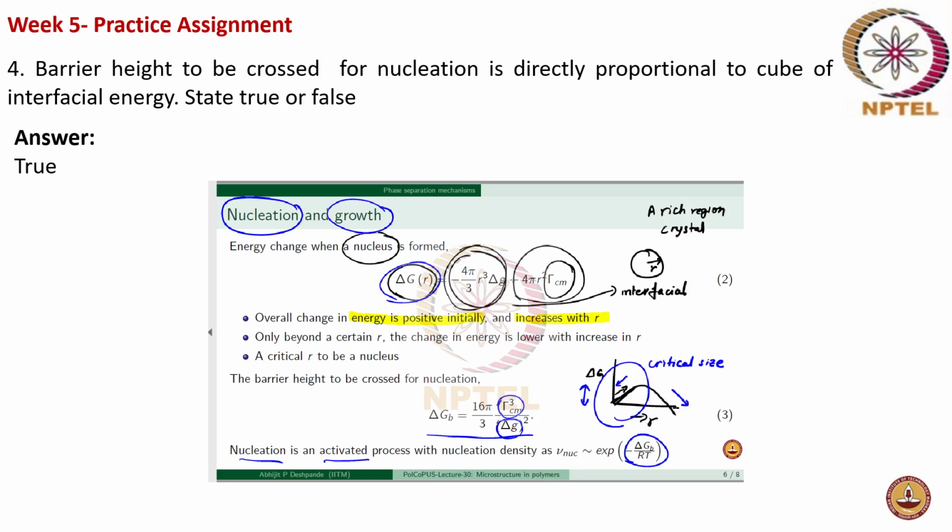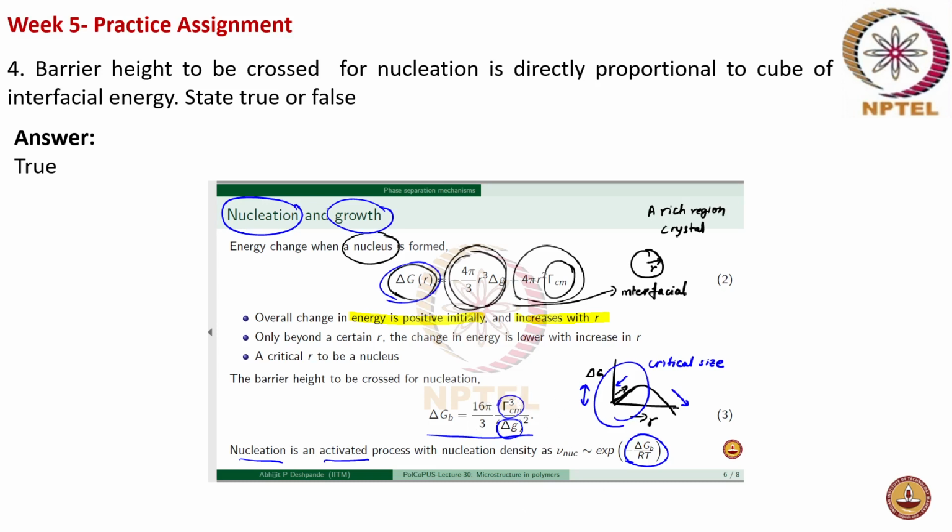If you look at the energy change when a nucleus is formed, this is the driving force, and this term is your resistive force. That is why you have the negative. If you have more interfacial energy, then it has to cross that interfacial energy for the nuclei to grow, because there is an interfacial energy between the growing nuclei and the surrounding fluid. So obviously it has to cross that barrier. So it is directly proportional to the cube of the interfacial energy, and this is by this relationship.